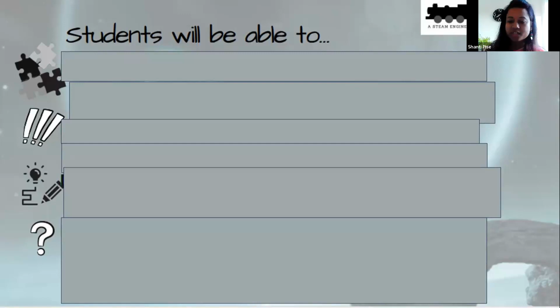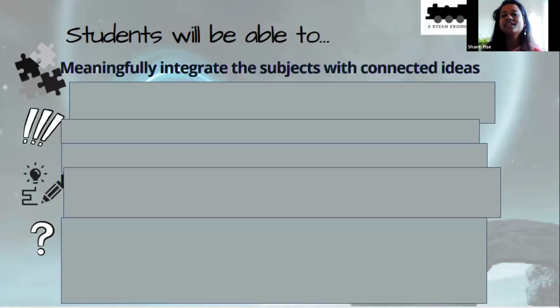So students will be able to meaningfully integrate the subject with connected ideas. म्हणजेच या सेशन्स झाल्यानंतर, या स्टीम इंजिनचं सेशन झाल्यानंतर तुम्हाला असं वाटेल की स्टुडंट्स एकत्रितपणे आणू शकतात सगळे content. They can understand the ideas together, and they can meaningfully integrate all the subjects like physics, chemistry, mathematics, biology, even languages and other arts. So all subjects have to be connected together, and that is one of the main objectives of NEP. The new education or national education policy 2020 also states that.